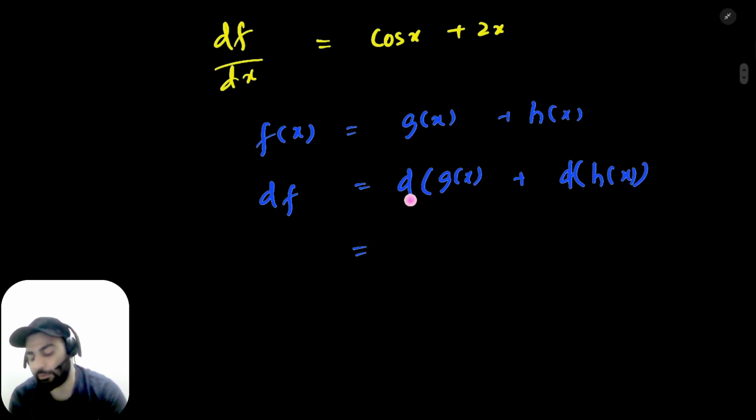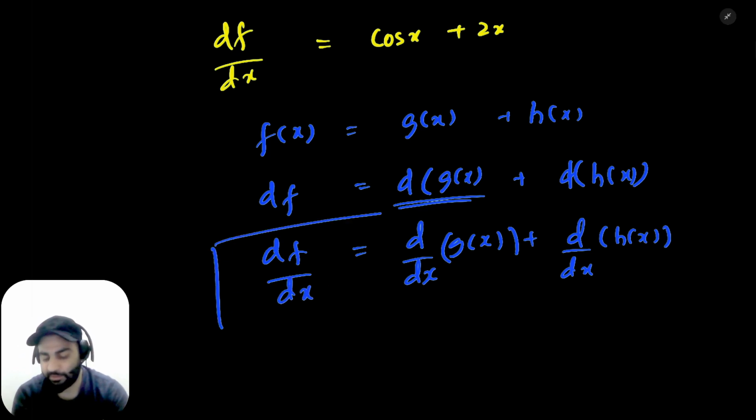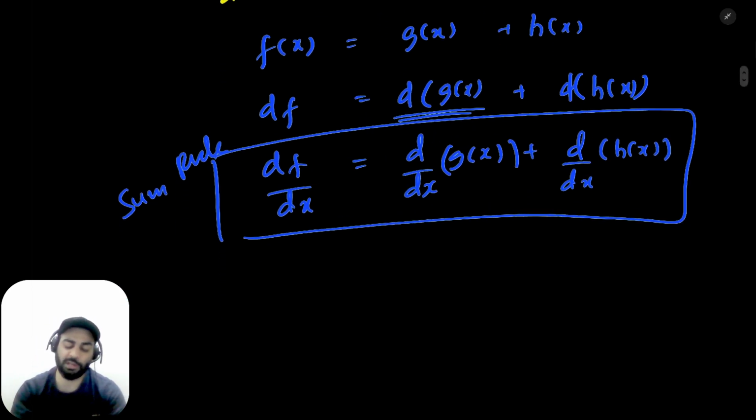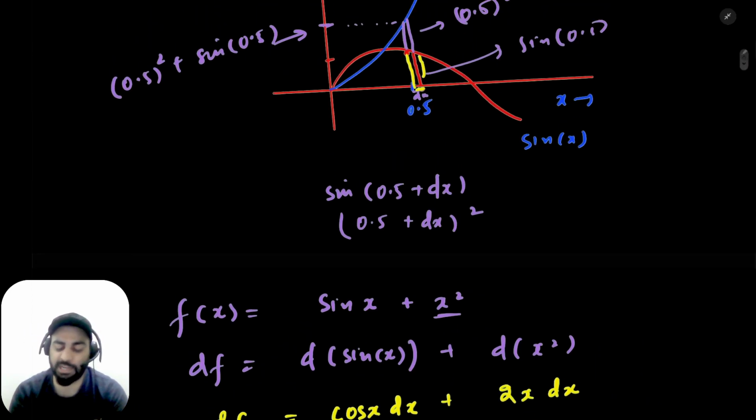So now we have to differentiate this, and when we do it, it will be d by dx of g of x plus d by dx of h of x, that's equal to df by dx. So this is our sum rule. What you have been taught in school, or what you have been taught so far, is if you have some functions, let's say x square plus sin x, you first differentiate this, then differentiate this. That's what we derived basically from this graph.